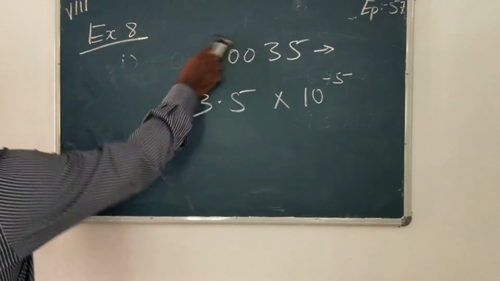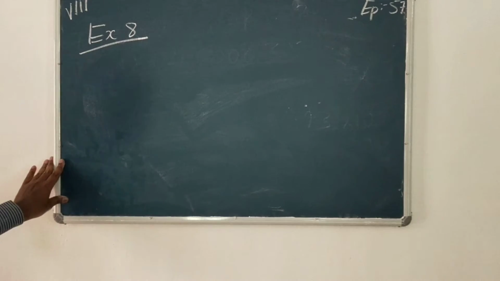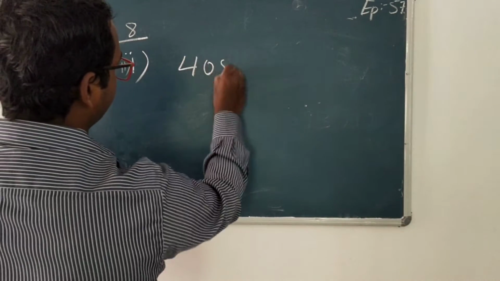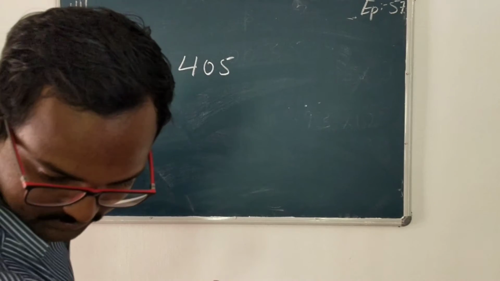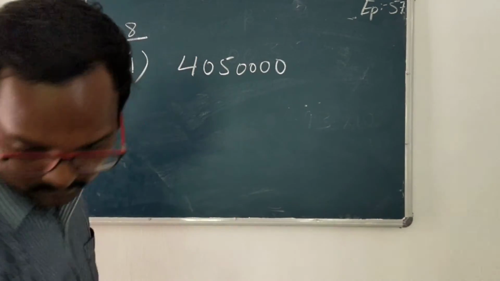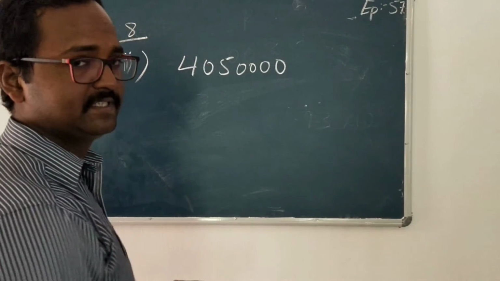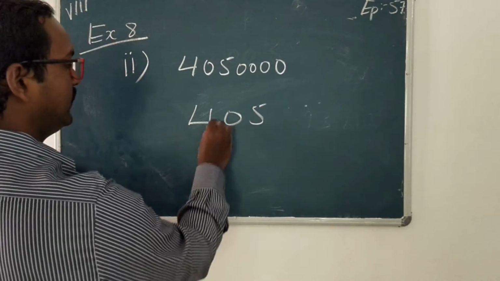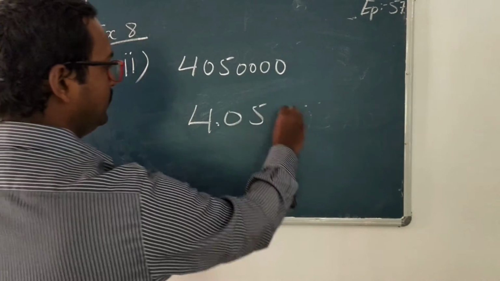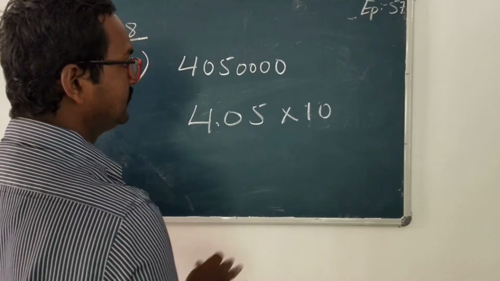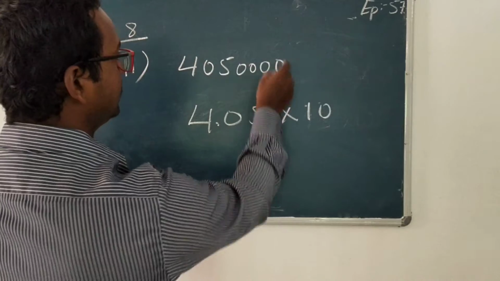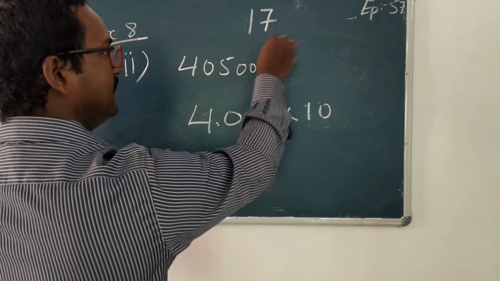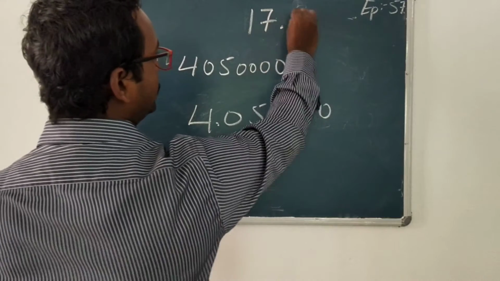Now look at question number 2, which is 4050000000. Now we have to express this also in standard form. So remember, in the standard form, first write the number, then put one decimal after the first number, then into 10, you have to write this much first. Then you have to count. Initially when we write any number, let's say I wrote 70, remember there is a decimal after 70. Even though I am not mentioning it, there is always a decimal after 70, and then you can put any number of zeros.